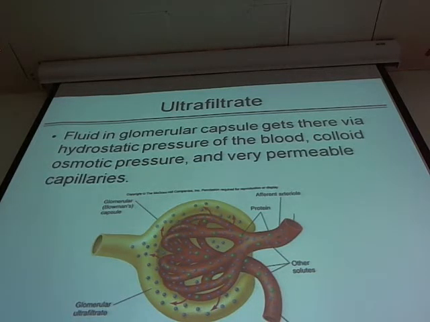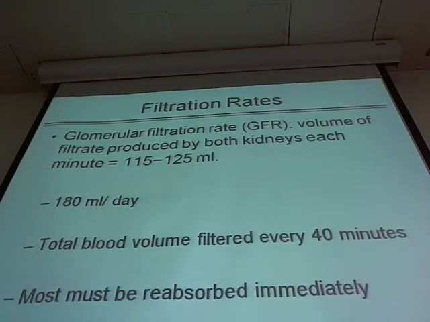Filtrate. It gets into the glomerular capsule via hydrostatic pressure of the blood. The blood pressure pushes it through. Colloid osmotic pressure I don't think is really very much. Very permeable capillaries. Filtration rate is all the glomeruli, all the nephrons in both kidneys in 1 minute: 115 to 125 milliliters.